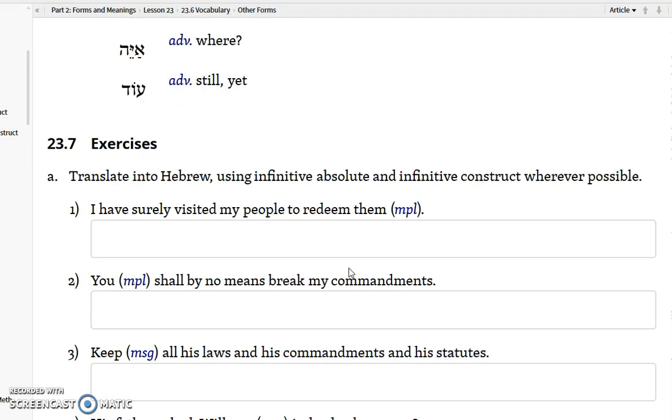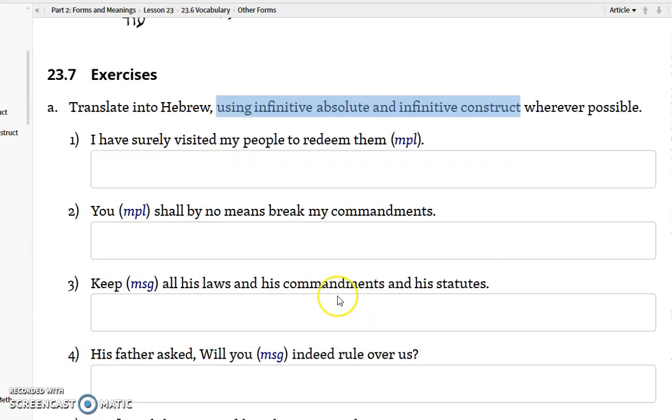In the exercises, you're going to be practicing using the infinitive absolute and the infinitive construct along the way. So wherever you can, translate using infinitive absolutes or infinitive constructs. So if you have something like, I have surely visited my people, that means you're going to say, I visited, and then have an infinitive absolute attached to it as well. And then if you have the preposition to in front of a verb, to redeem them, that looks like an infinitive construct.